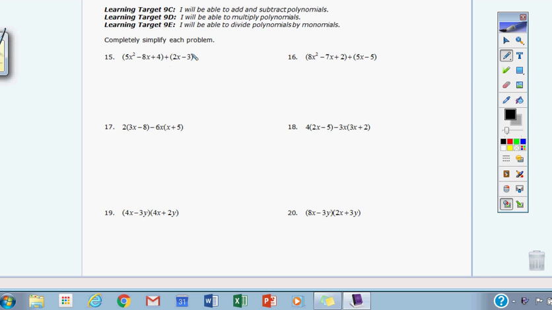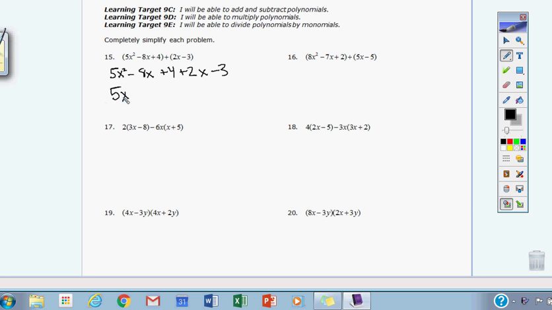That's literally just combining like terms. You don't have to do this crazy distributing multiplication because that's not what's being asked of us here. So 5x squared minus 8x plus 4, and then you just literally add 2x minus 3. It's as if you drop the entire parentheses. Well, now we just combine like terms.